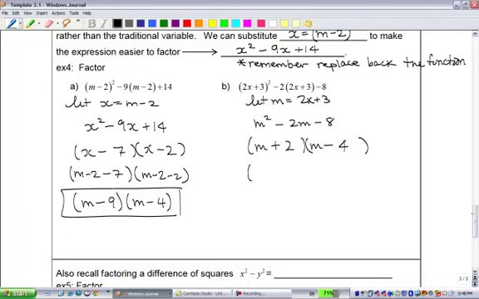And if we replace m, again, we're not dealing with m's in this question. We're dealing with 2x plus 3 and 2x plus 3. We end up with the expression (2x plus 5) and (2x minus 1) as our factors.